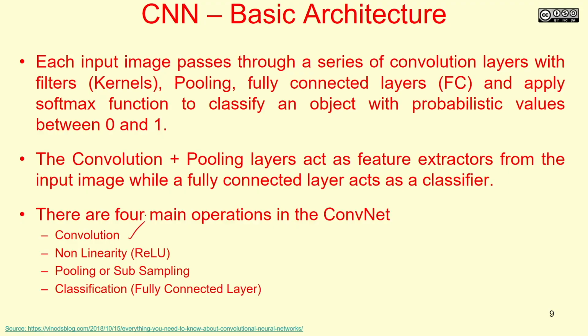In the CNN basic architecture, you can see the convolution operation, non-linearity, that means usage of activation functions, which very well addresses the non-linearity present in the data, pooling, otherwise called subsampling, and finally classification. These are the 4 major operations present in the ConvNet.